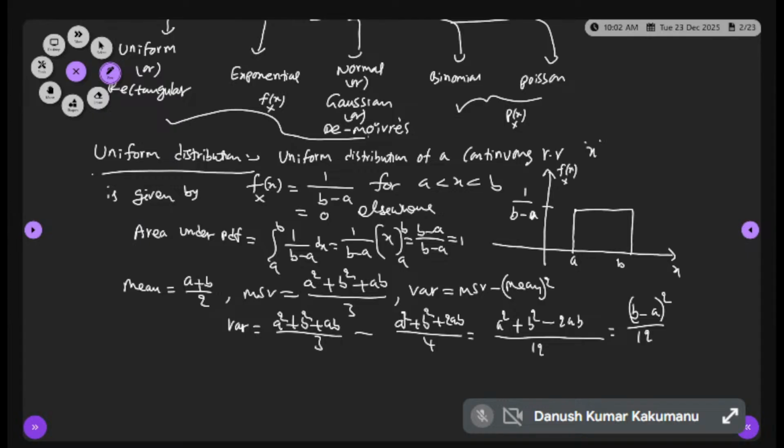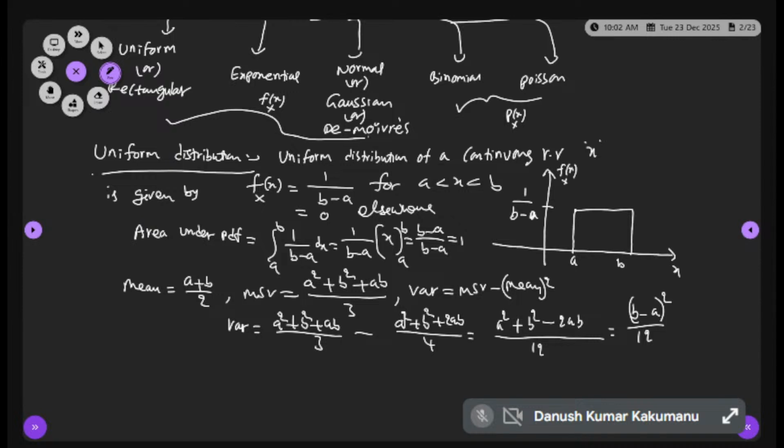Maybe some of you are getting that. Why b minus a, sir? Why not a minus b whole squared? Which one is greater out of a minus b, b minus a? B is greater than a. Yes or no? That's why we are giving respect to the b: b minus a whole squared by 12. That is the variance. Everyone understood?